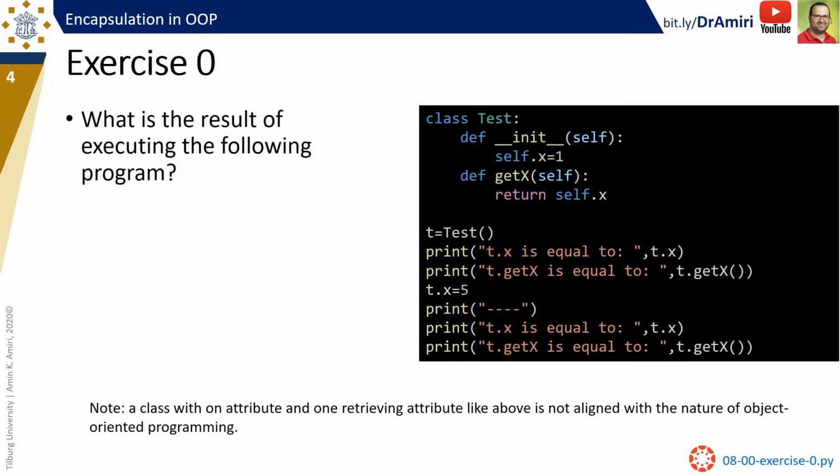Let's do this exercise quickly so that we are sure that you have the prerequisite knowledge. In this exercise, we have a class called Test. It has one attribute called x, which is set to 1 when an instance is created. And there is another method called getX, which returns the value of the attribute x. And then we have some code. We would like to know what is the result of running this code in the main section.